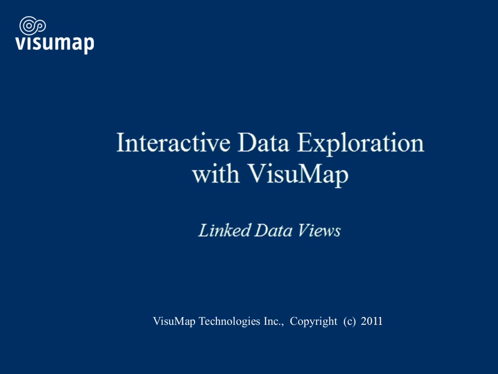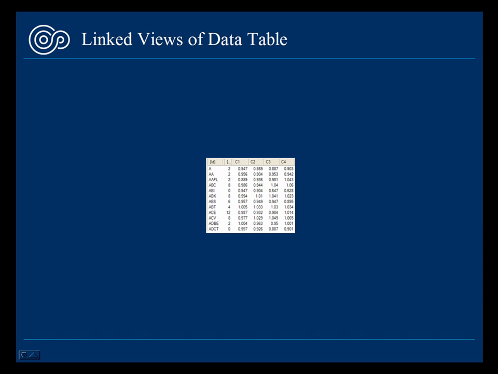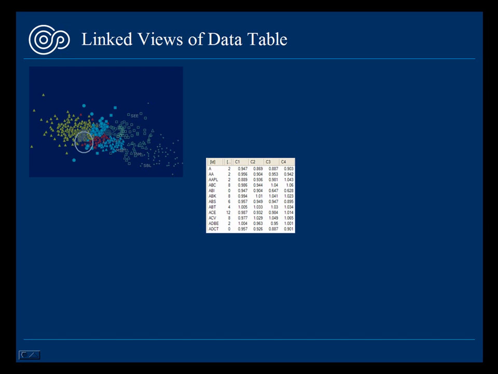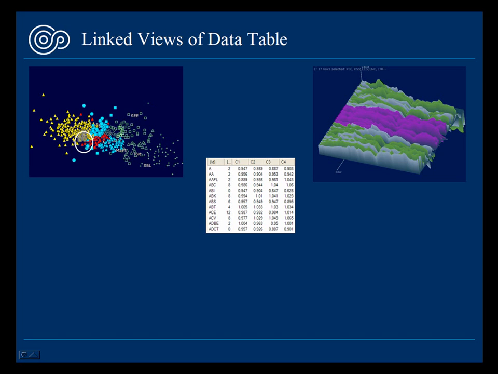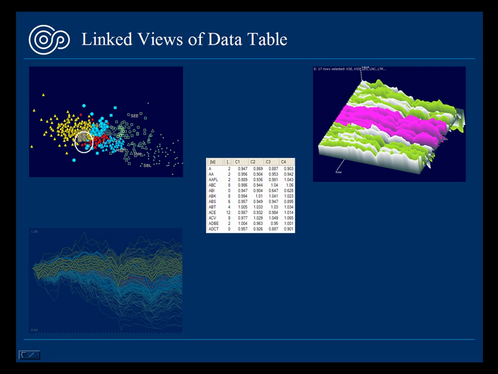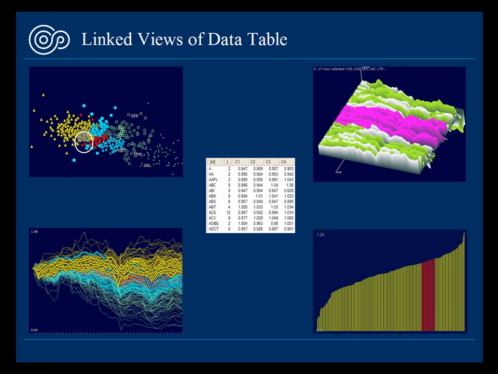This video is going to demonstrate the linked data views in VisuMap. Linked view services provide a collection of methods to display data in different ways. These views render data as glyphs, 3D shapes, curves, or bars, etc.